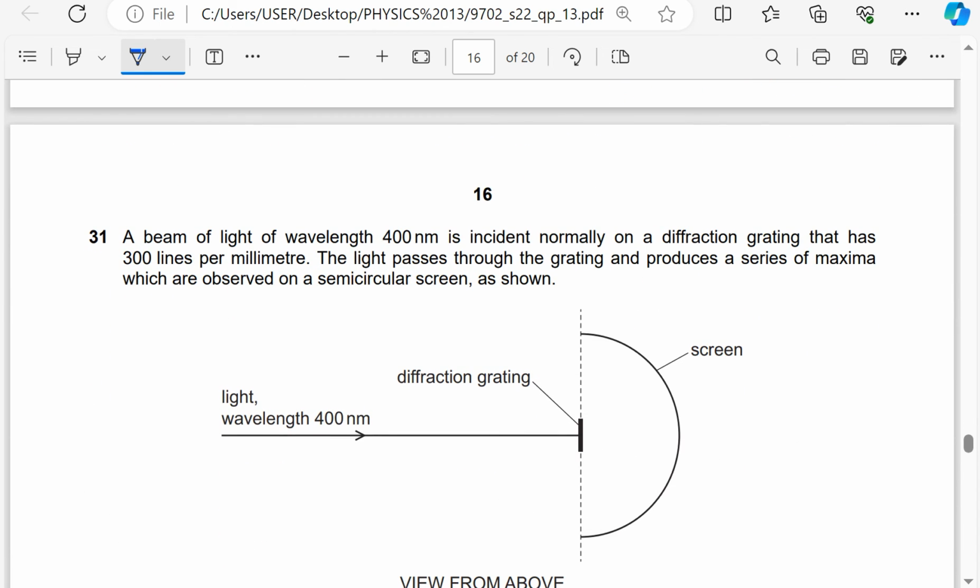A beam of light of wavelength 400 nanometers is incident normal on a diffraction grating that is 3000 lines per millimeter. So we change this to lines per meter. If 1 millimeter has 3000 lines, then how about 1 meter? 1 meter is 1000 millimeters, so I'll multiply this by 1000 to get the number of lines per meter. Of course, the wavelength is going to be times 10 to the power of minus 9 in meters.